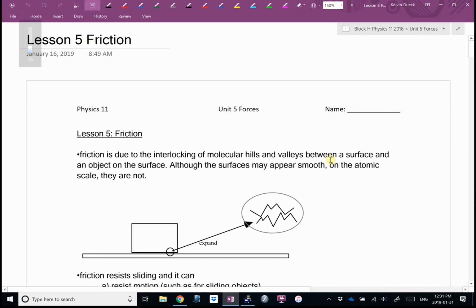Friction is due to the interlocking of molecular hills and valleys between a surface and an object on the surface. Even if you look at your lab tables, for example, they may seem smooth to your eyes, but if we were to zoom in on the atomic level, we would notice that actually they were very bumpy, and you have two bumpy surfaces sliding by each other, and the bumps catch with each other and apply a resistive force.